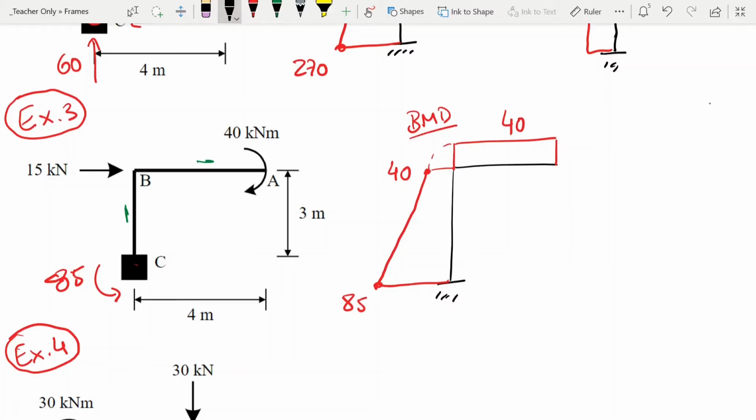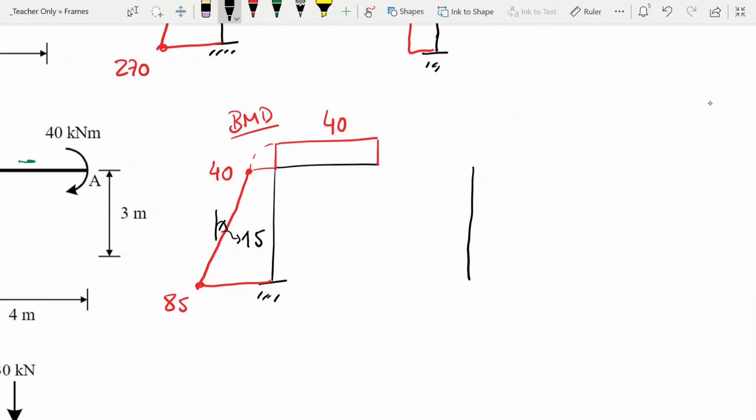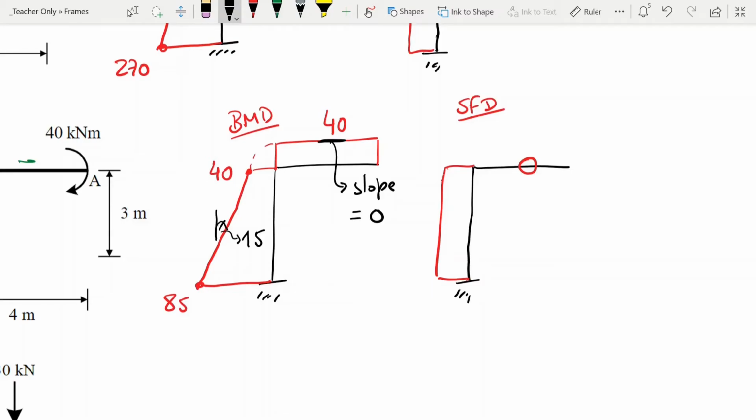If you guys want to know the shear force, again, this slope is 45 divided by 3, so we can see that this slope is 15, which then means the shear force should look more or less like this. 15 on the column, and then 0 on the beam. And why 0? Because the slope here on this line is 0. We have a constant moment of 40.